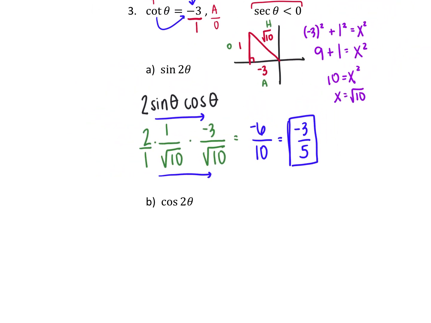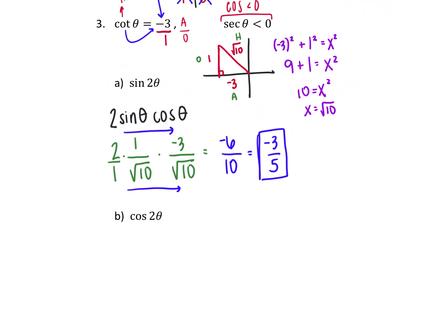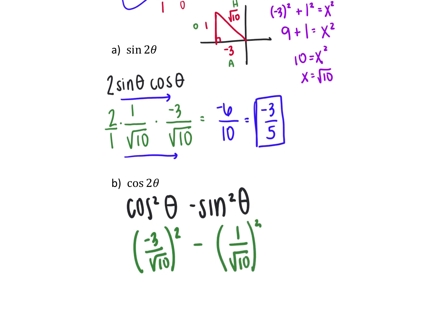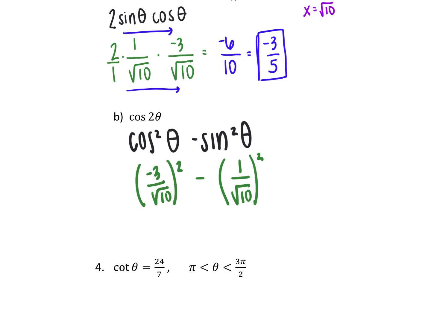Finally, if we want to do cosine of 2 theta on this guy, we're going to do cosine squared minus sine squared. The order matters when you subtract, so make sure you're copying that down right. So we would have the cosine adjacent over hypotenuse squared minus the sine, which is 1 over the square root of 10 squared. If you wanted to do it in your calculator, you can.